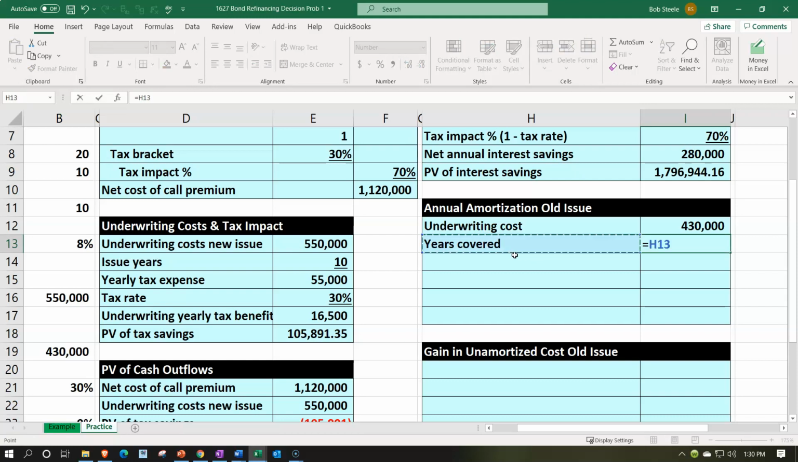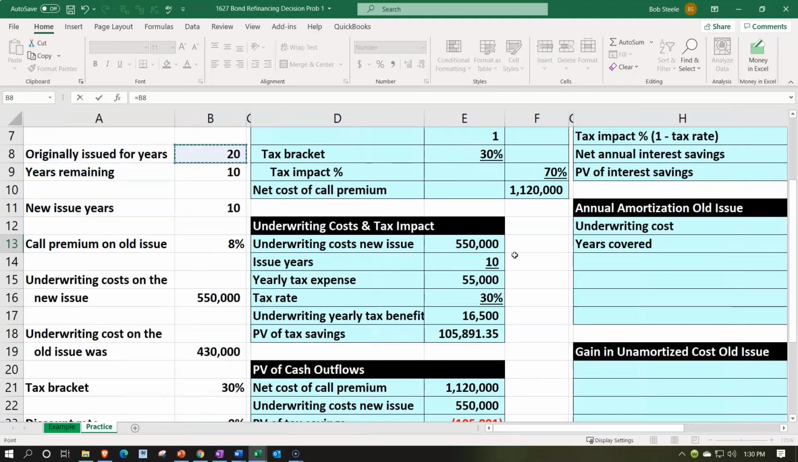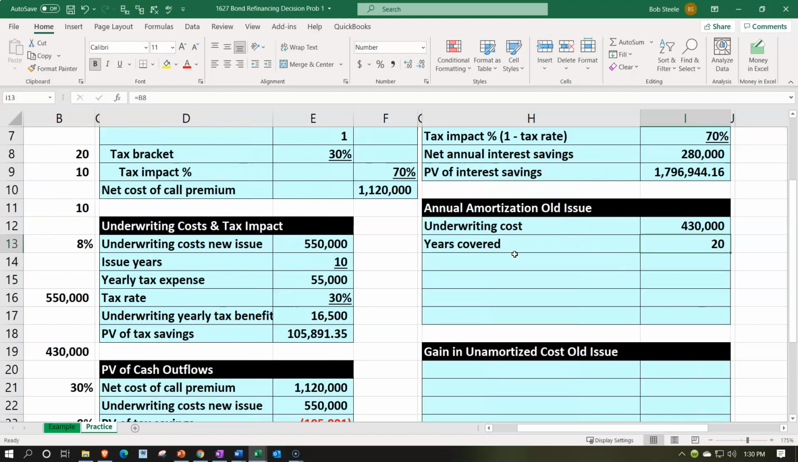So the years covered were 20. They were originally issued for 20 years. In other words, if I underline that, that means that the cost per year, if we had a straight line tax benefit of this, would be the 430 divided by the 20 years. And that would give us the 21.5. So that would be the cost per year or the tax benefit per year.